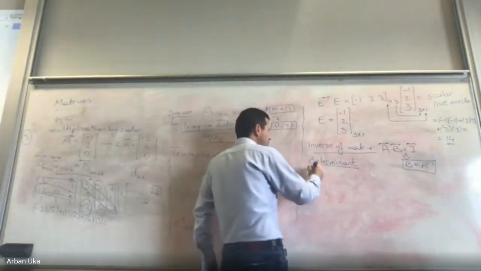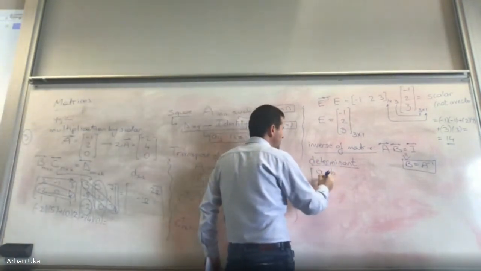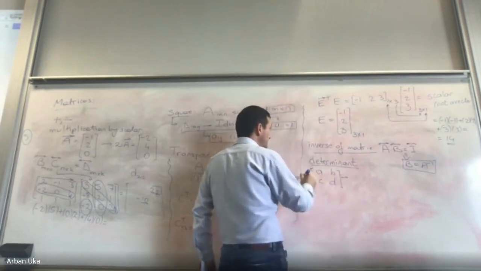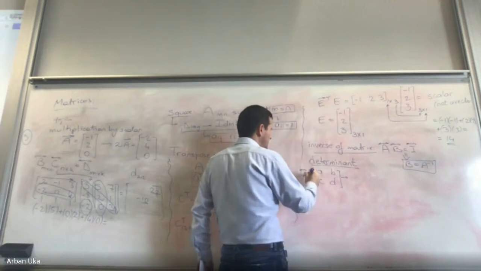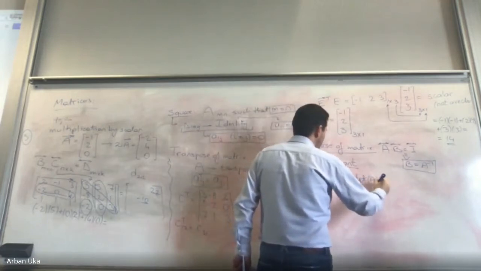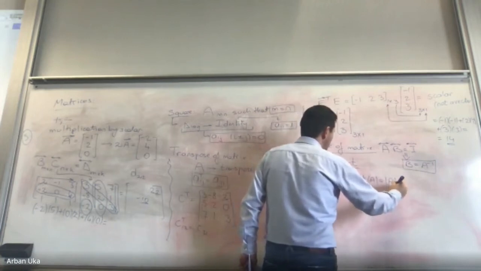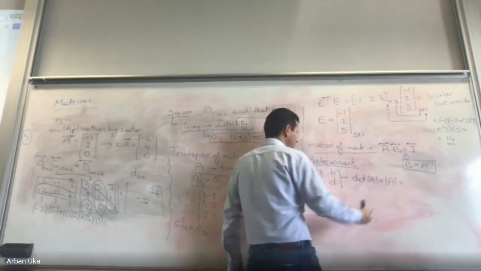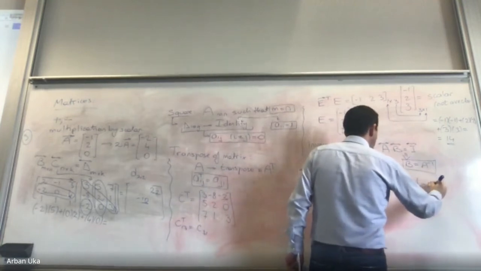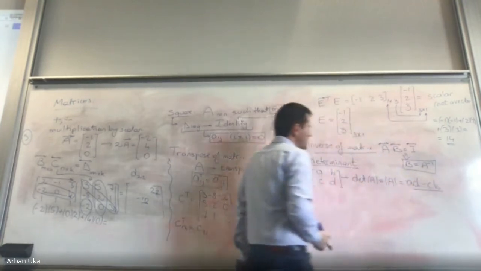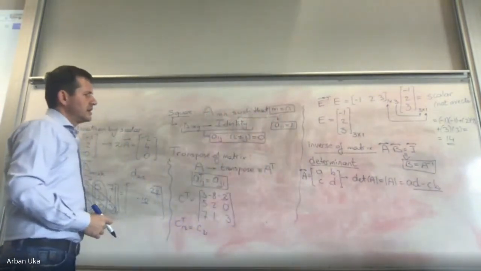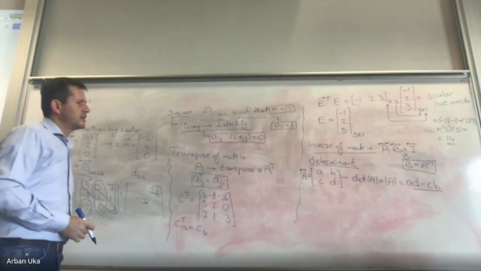So if we have a matrix with entries A, B, C, D, and let's call this matrix A, then the determinant of A, which is also denoted like this, would be equal to AD minus CB.